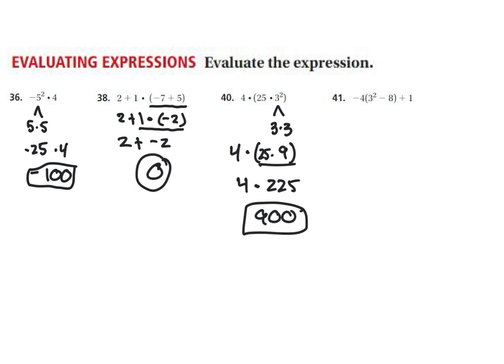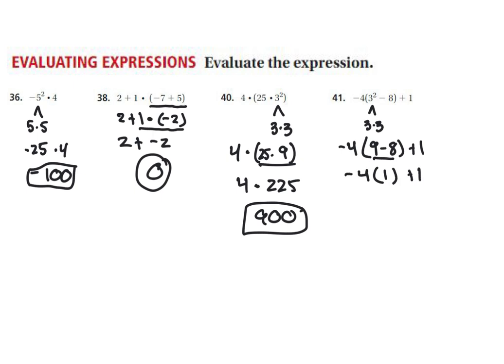And for number 41, we'll start in the parentheses as well. 3 squared is 3 times 3. So that's 9. Minus 8 plus 1, and we have -4 out front. What's in parentheses will still happen next. 9 minus 8 is 1.